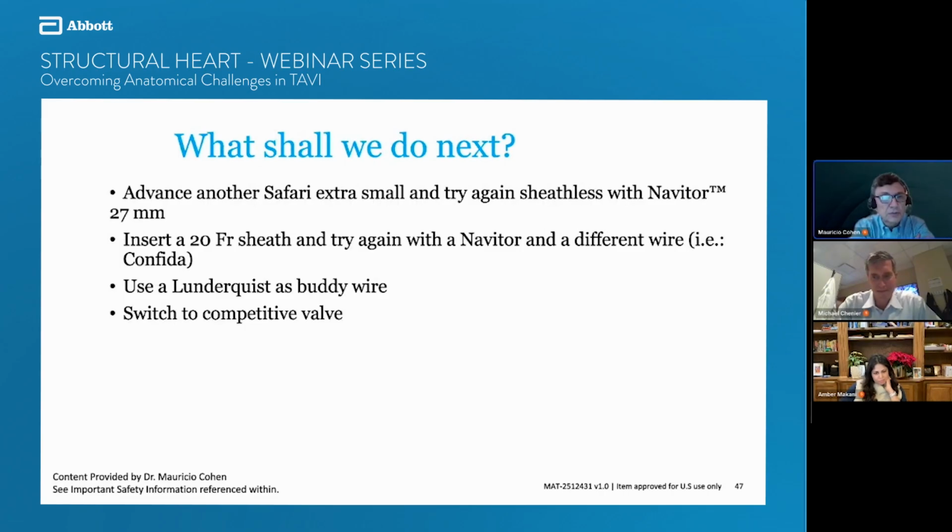So here are the options. Advance another Safari extra small and try again sheathless with Navitor. Einstein defined trying to do the same thing again and expecting a different outcome as madness, so probably not that. Insert the 20 French sheath and try again with the Navitor and a different wire, maybe like a Confida, or use a Lunderquist as a buddy wire, as was mentioned before. Switch to a competitive valve. So what would you guys do?